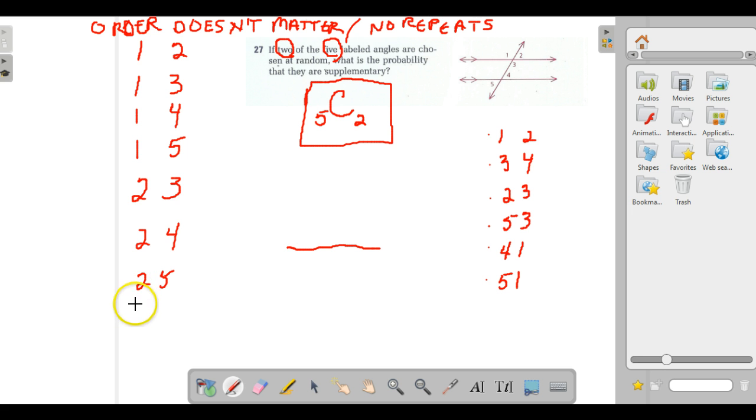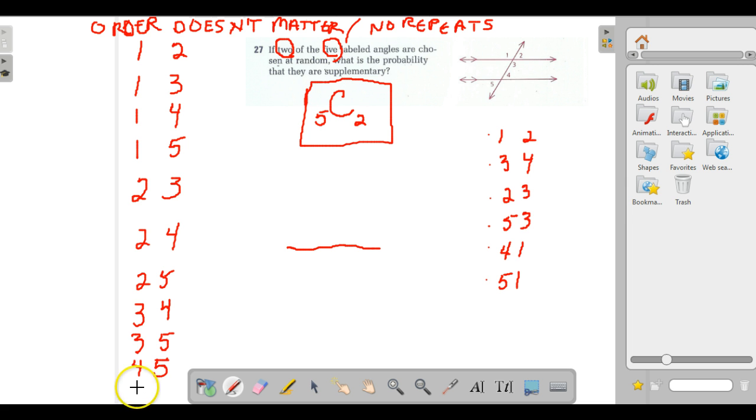And then now the 3s. We could choose 3 and 1, but we already have 3 and 1. 3 and 2, but we already counted that. 3 and 3, we can't count that because we've already pulled 3. 3 and 4, and 3 and 5. Okay, then 4. 4 and 1 we already did. 4 and 2 we did. 4 and 3 we did. 4 and, well, we can't have 4 and 4 because we've already chosen 4. But we can have 4 and 5.